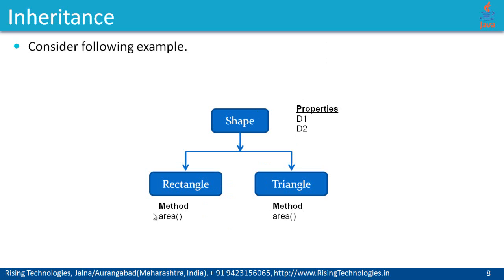Both the rectangle and triangle classes are going to have an area method. This area method is responsible for calculating the area of a rectangle, and this area method is responsible for calculating the area of a triangle. Both these classes are going to take the support of this shape class to store the values of dimension 1 as well as dimension 2. So let's create this example.